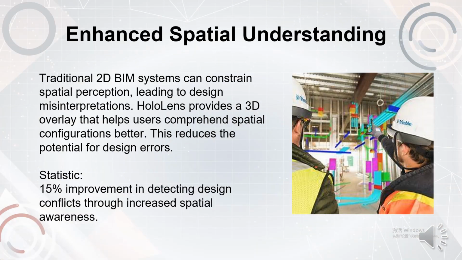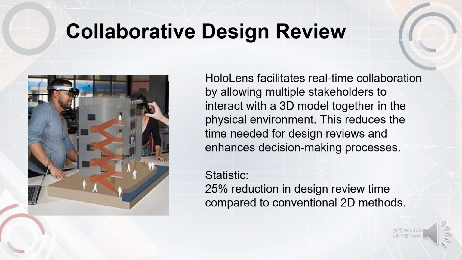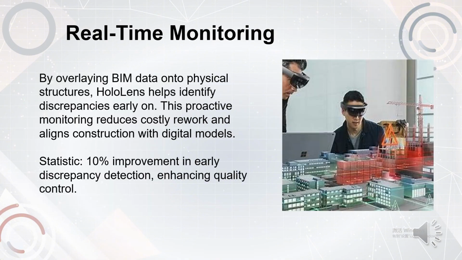Traditional 2D BIM systems can constrain spatial perception, leading to design misinterpretations. The HoloLens provides a 3D overlay that helps users comprehend the spatial configurations better. This reduces the potential for design errors. HoloLens facilitates real-time collaboration by allowing multiple stakeholders to interact with the 3D model together in the physical environment. This reduces the time needed for design reviews and enhances the decision-making processes. For real-time monitoring, by overlaying BIM data onto physical structures, HoloLens helps identify discrepancies early on. This proactive monitoring reduces costly rework and aligns construction with digital models.